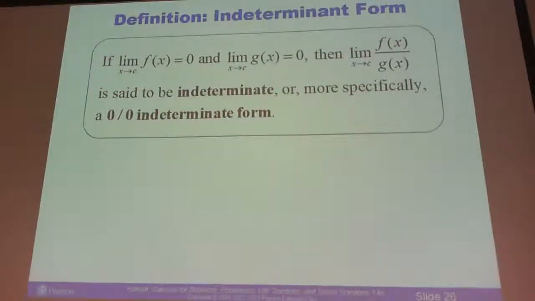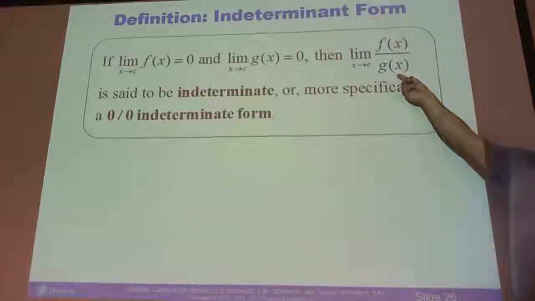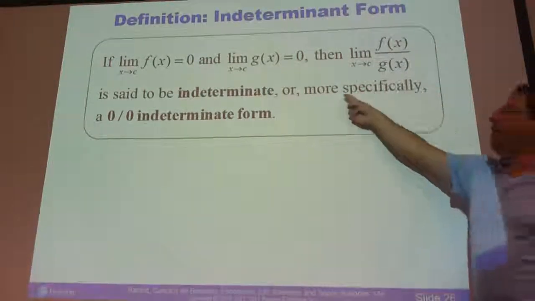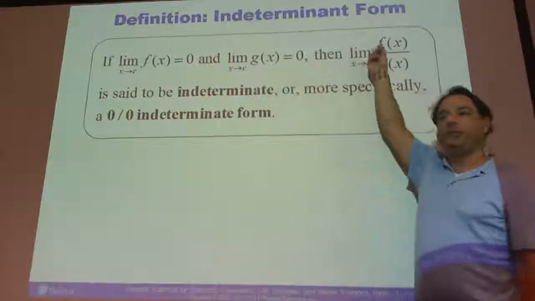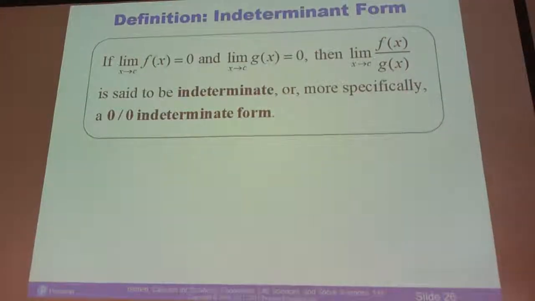If the limit as x approaches c of f of x equals 0, and the limit as x approaches c of g of x equals 0, then the limit as x approaches c of f of x over g of x is indeterminate. Bottom line, if you plug in and the top is 0, and the bottom is 0, we call that indeterminate. So if you get 0 over 0, it's indeterminate. Indeterminate means I don't know what happened. I have to explore further.